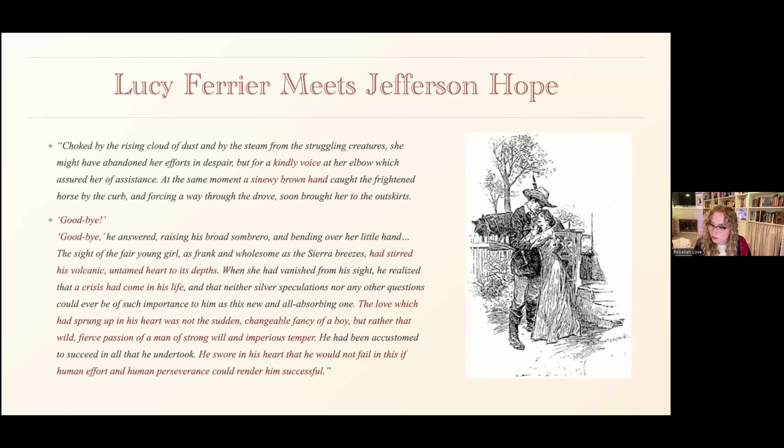Lucy invites him to her home so that she and her father can thank him before bidding him goodbye. After echoing her farewell, Hope leaves, his every thought trained on the young woman. The sight of the fair girl, as frank and wholesome as the Sierra breezes, had stirred his volcanic, untamed heart to its depths. When she had vanished from his sight, he realized that a crisis had come in his life. The love which had sprung up in his heart was not the sudden, changeable fancy of a boy, but rather the wild, fierce passion of a man of strong will and imperious temper. He had been accustomed to succeed in all that he undertook. He swore in his heart that he would not fail in this if human effort and human perseverance could render him successful.